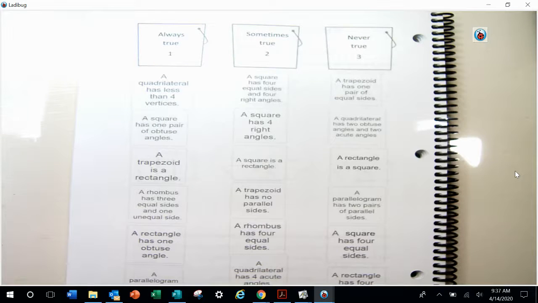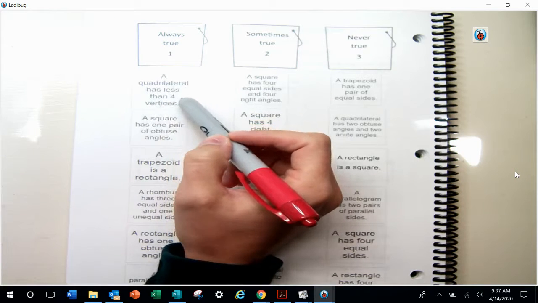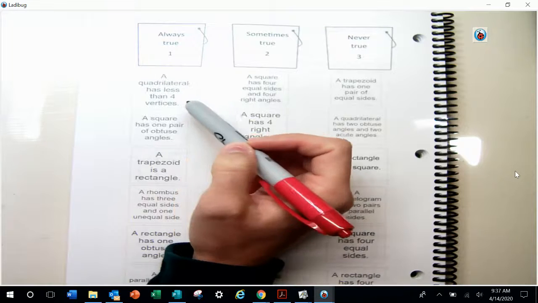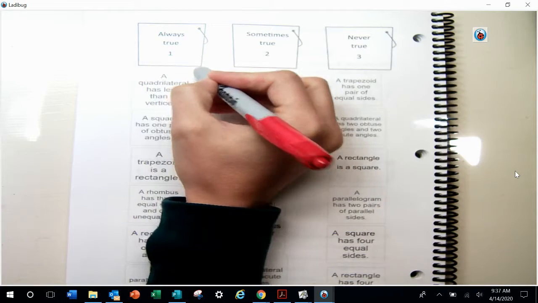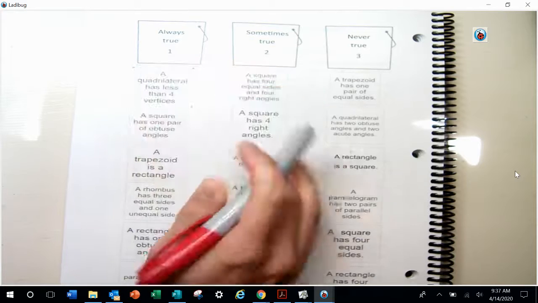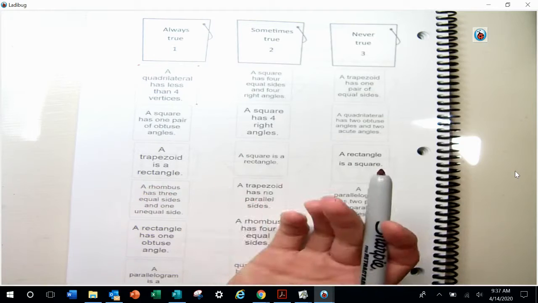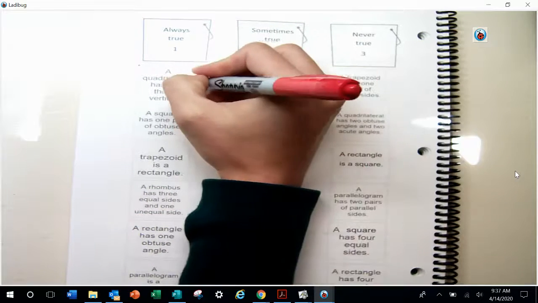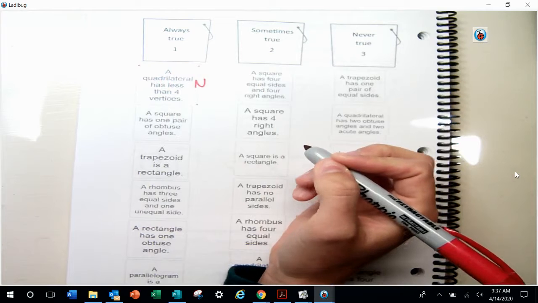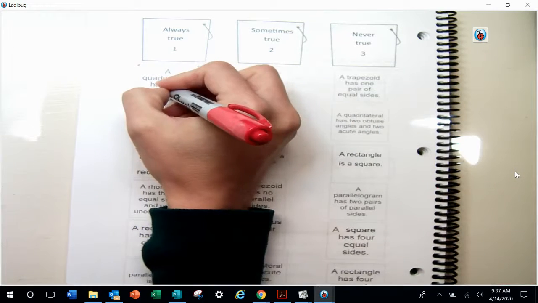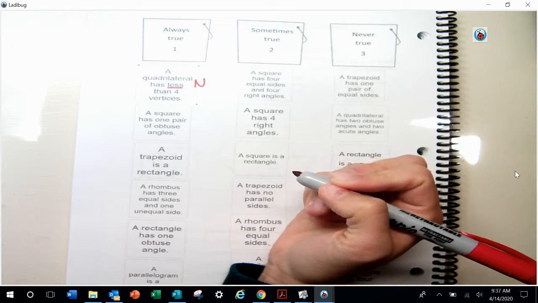Okay, so you've now worked on it. You've come up with your ideas of whether these statements are never true, always true, sometimes true, that kind of thing. So let's go over it. A quadrilateral has less than 4 vertices. Well, a vertex is one of these corners right here, where those line segments meet. A quadrilateral by definition has 4 sides, 4 angles, so this is never going to be true. They're never going to have less than those 4 vertices.